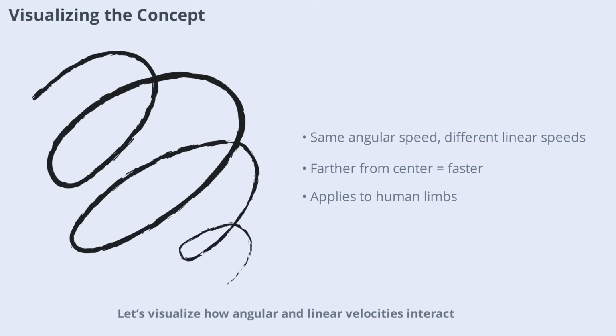Let's visualize how angular and linear velocities interact. Imagine a rotating wheel. The points farther from the center move faster in a straight line than those near the axis, even though they all share the same angular velocity. This visualization helps us understand why increasing the radius or angular speed boosts linear velocity, a principle that applies to many human movements.